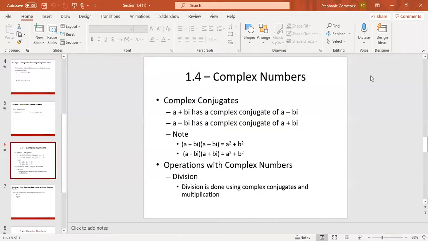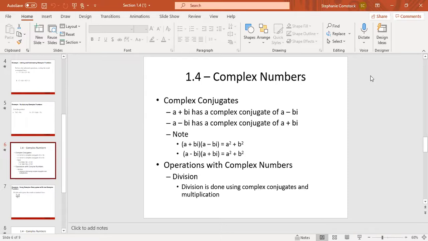Okay, so in this one, we are going to talk about complex conjugates, which is a concept that we're going to need in order to be able to do division, because it's the only operation that we didn't talk about in the previous video. So the first thing is, again, these are dashes on this PowerPoint. They are not negatives, okay?